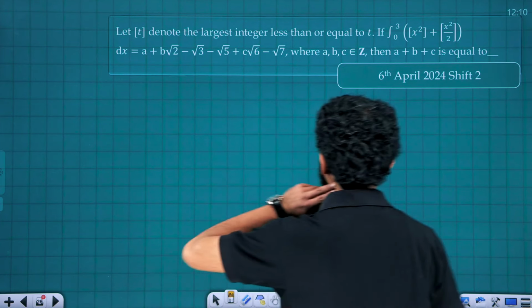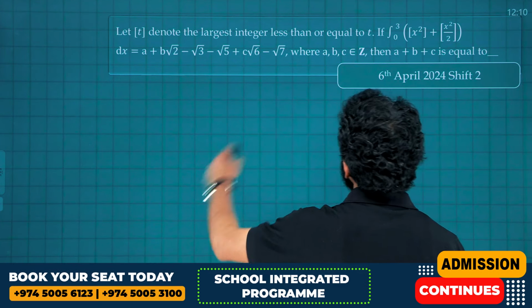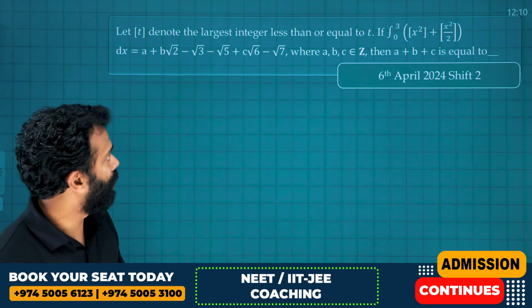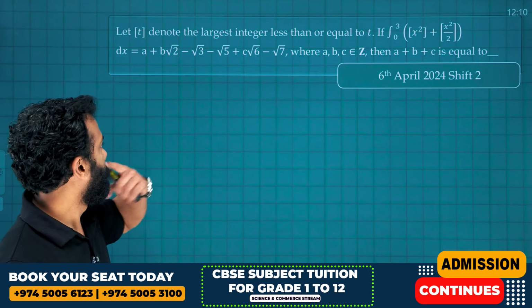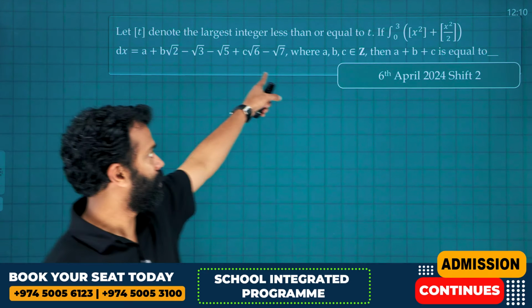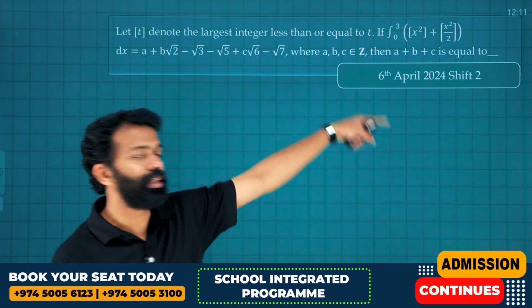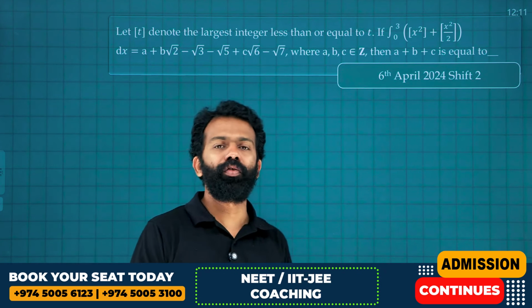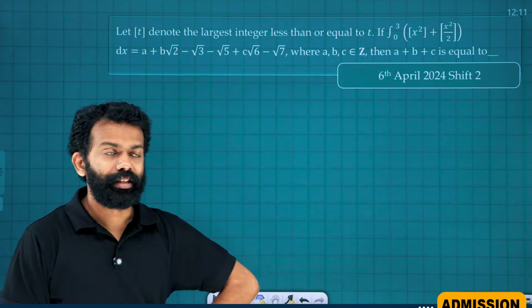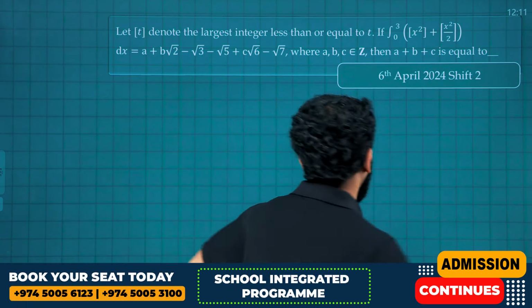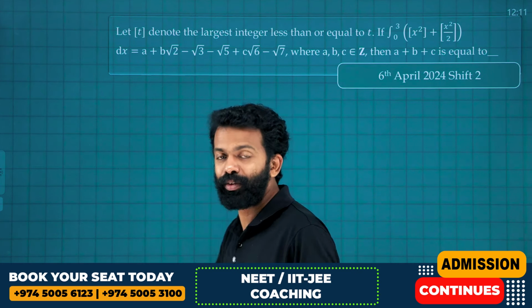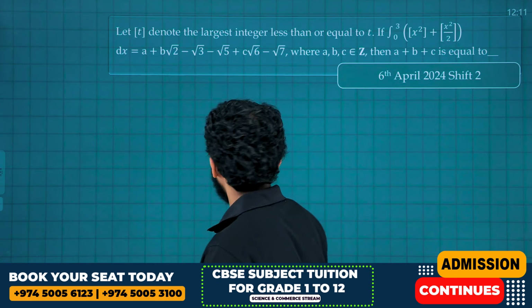Let box t denote the greatest integer less than or equal to t. If the integral from 0 to 3 of box x square plus box of x square by 2 dx is equal to a plus b root 2 minus root 3 minus root 5 plus c root 6 minus root 7, where a, b, c are elements of integers, you need to find the value of a plus b plus c. Yes, it's a very big one actually. See, the formulation is lengthy, but doing is easy. So let's formulate it accordingly.